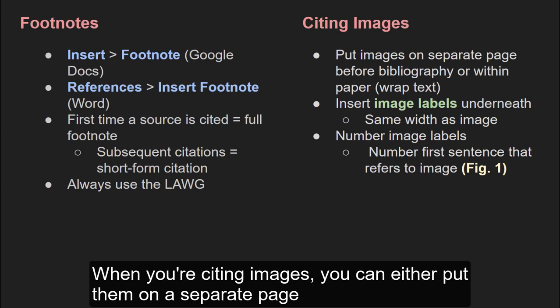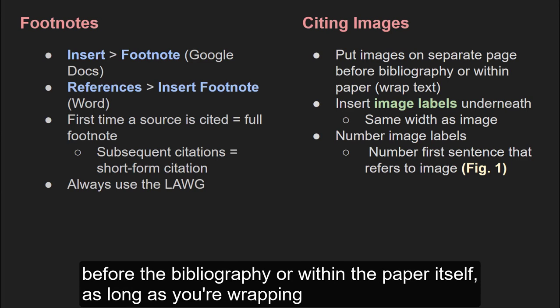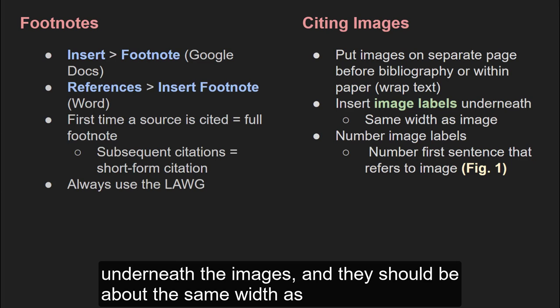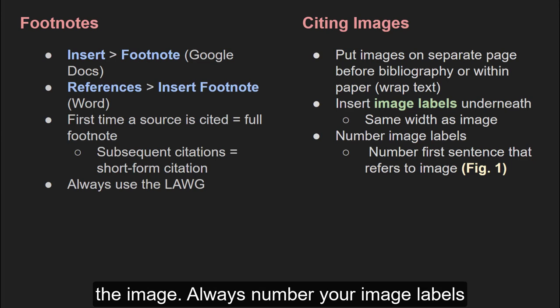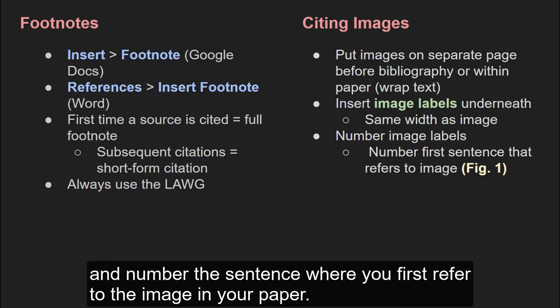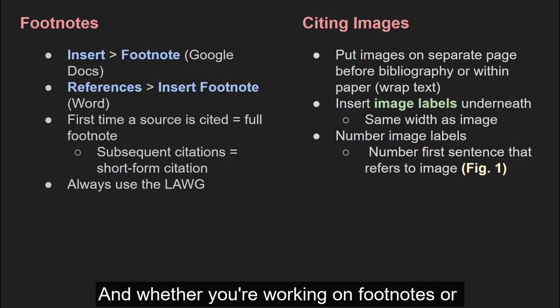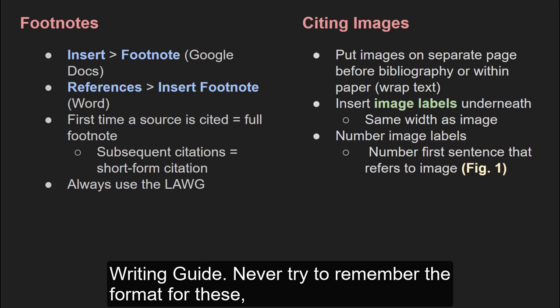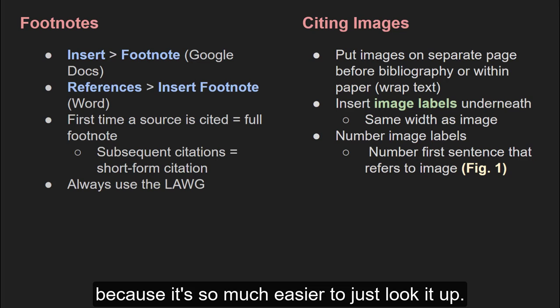When you're citing images, you can either put them on a separate page before the bibliography or within the paper itself, as long as you're wrapping the text around them. Insert image labels underneath the images, and they should be about the same width as the image. Always number your image labels, and number the sentence where you first refer to the image in your paper. And whether you're working on footnotes or you're citing your images, always use the Liberal Arts Writing Guide. Never try to remember the format for these, because it's so much easier to just look it up.